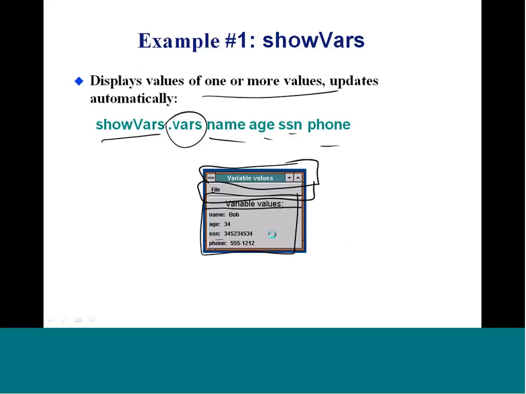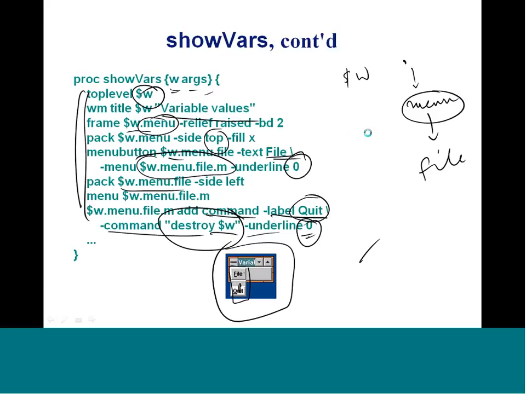Once again, simple: start with the showvars, which is going to the dot vars window, and then we want to display name, age, social security number and phone number. So we start by specifying the top level window. The top level window has variable values as the banner, and then in the frame we specify how the frame is being made, and where we put the text. And then we also create another child window which is the menu. That menu becomes a button with the text file, and then we create another child window underneath it called quit, which gets this window out.